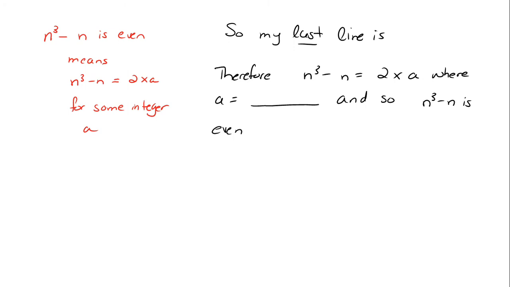So what this means, this is what I have to show. And I have to show there exists an integer a blah, blah, blah. Therefore, my last line is going to be n cubed minus n is 2 times a, where a is, and I have to fill in the blank with something. So whenever there's a there exists, my proof must show, here it is. So I should be able to fill in this blank at the end of my proof.